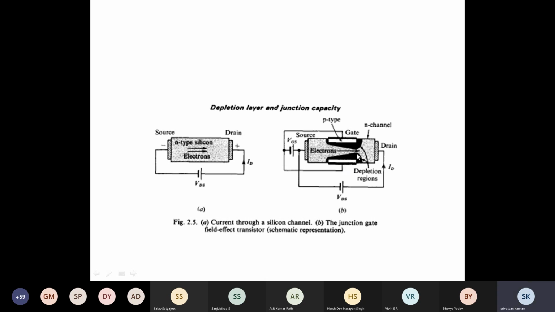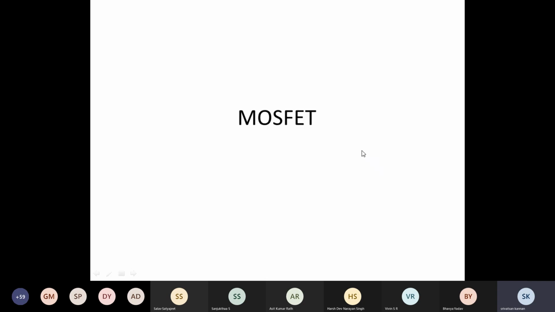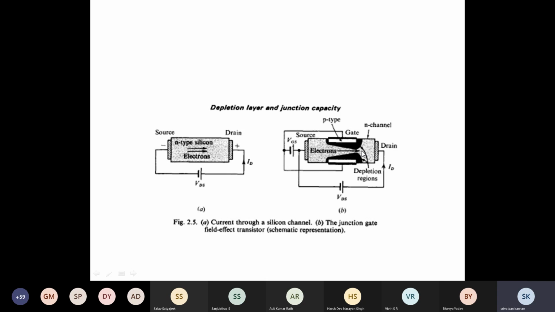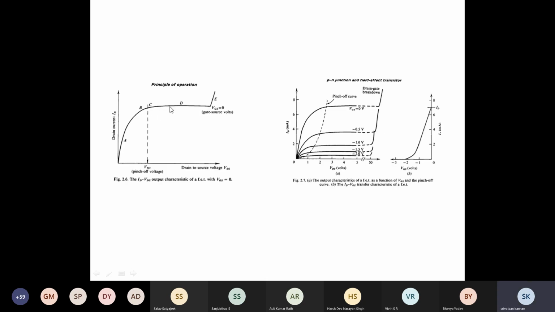What will happen if you keep increasing this VDS? The depletion region width increases. When depletion region width increases, it restricts the flow of current. So you can see the constant current after this point. This point is known as pinch-off voltage. Understood this point?